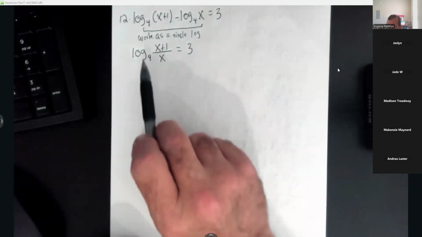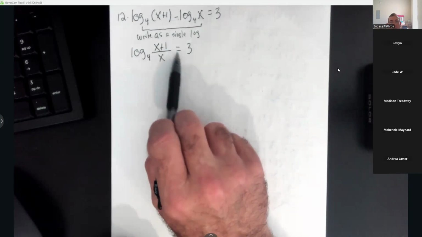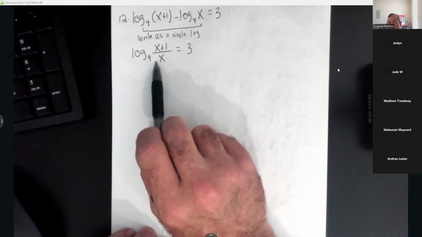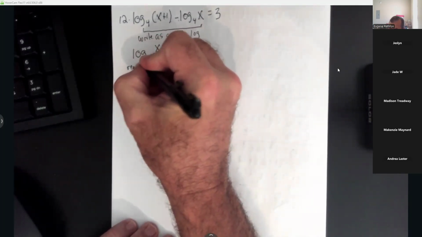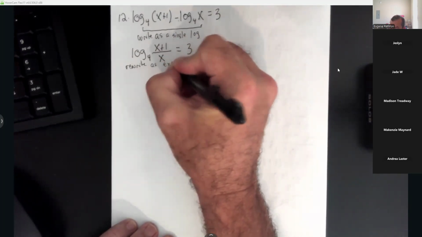So I don't have a log base equal to a log base on this one, because I don't even have a log on the right side. So since I don't have a log base equal to a log base, the only other thing I can do is rewrite this as exponential.